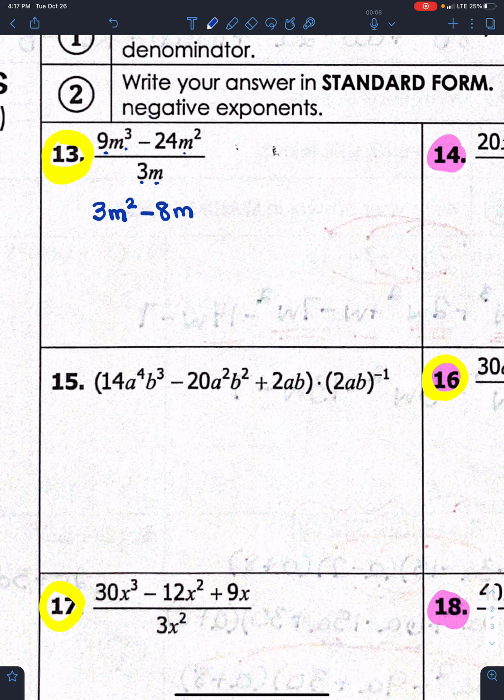Okay. Now remember, that's because we're subtracting the exponents. So another way to look at this might have been 9m cubed divided by 3m minus 24m squared divided by 3m.